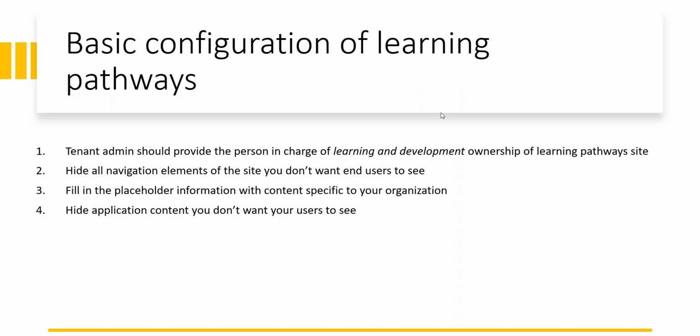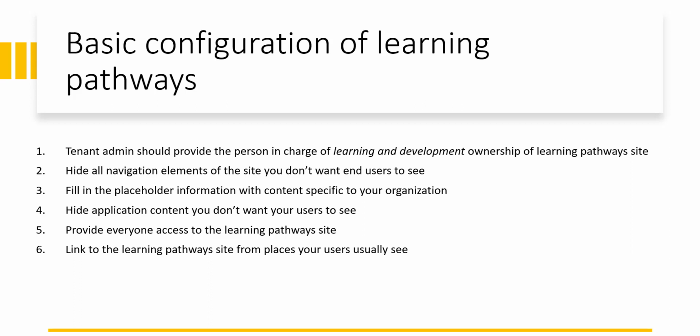And if you're not using specific applications, such as if you're not using Yammer, you want to hide Yammer and other things like that, because no point in showing information or content to users that they're not going to have access to. Then at the end, you want to provide everyone access to the Learning Pathways site. That's not how it is to begin with. When you install the site, nobody has access to it. You're providing access to everybody. And then finally, link to the Learning Pathways site to get people access to it, get people there.